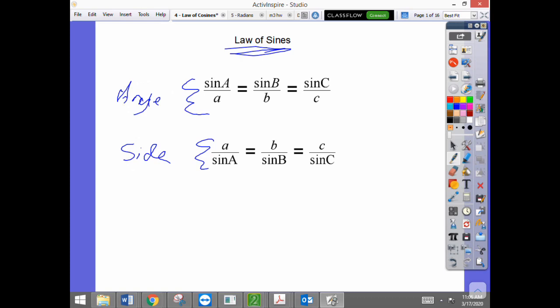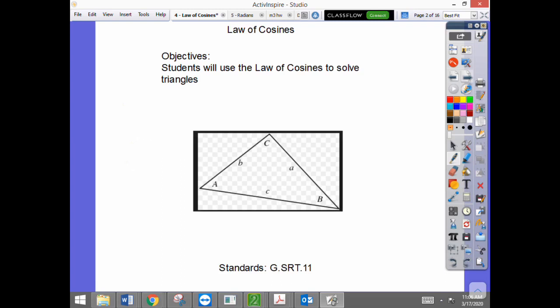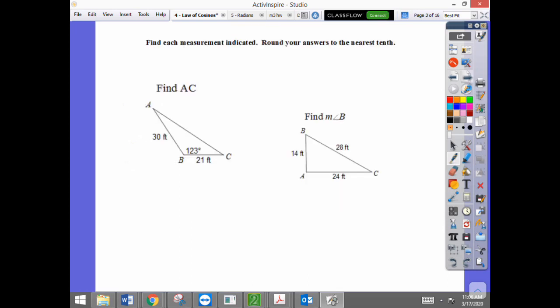Today, I want to talk about this thing called the law of cosines. Law of cosines is just another way to help us figure out how to find side length and angles of a triangle that's not a right triangle. So to start off, let's look at this right here. I'm going to look at this problem right here that says find AC.